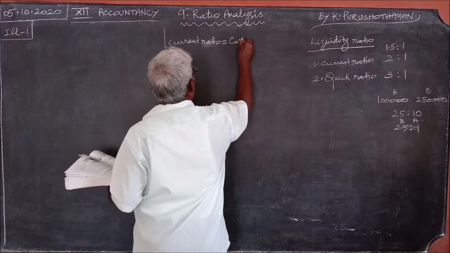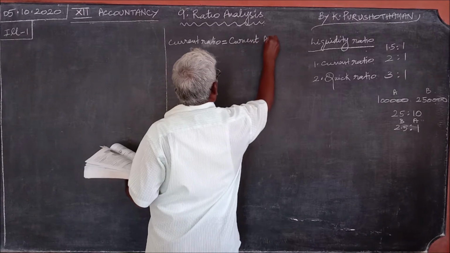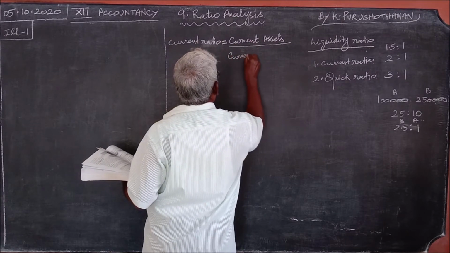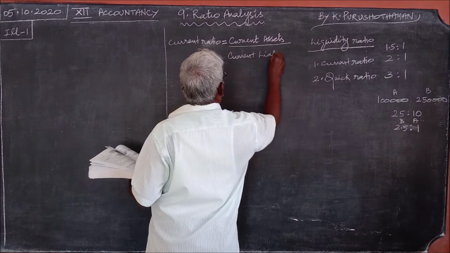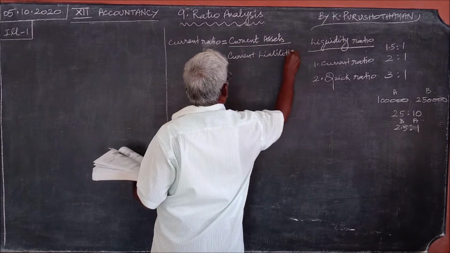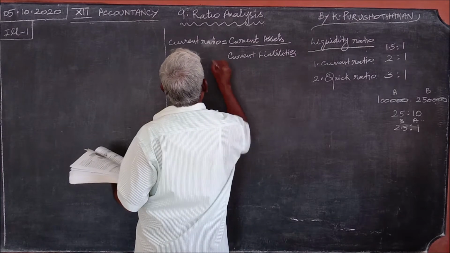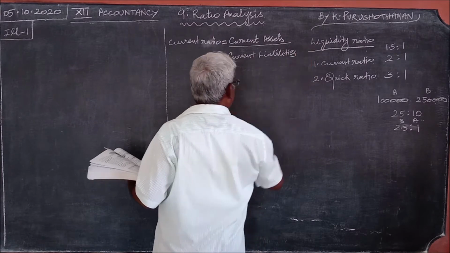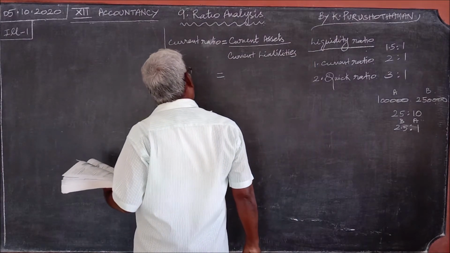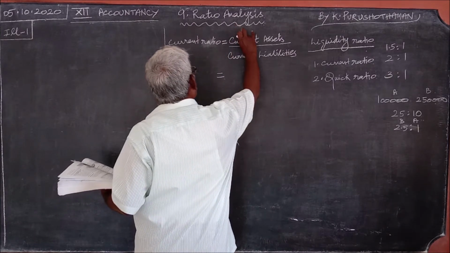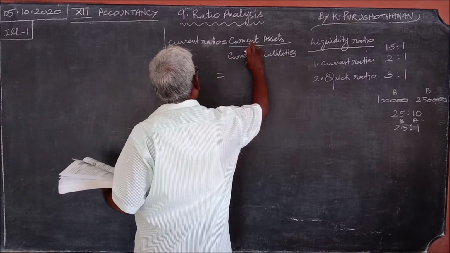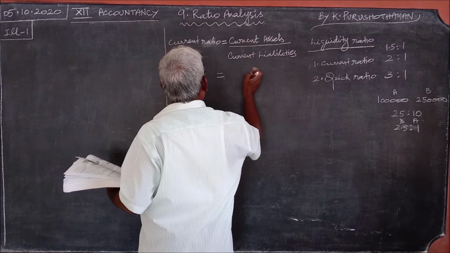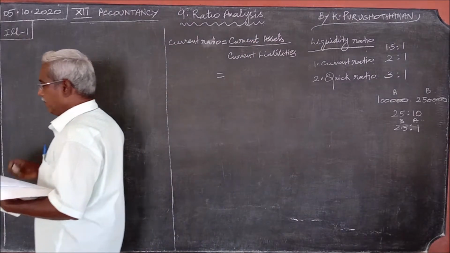Now, the first type is the current ratio, which is equal to current assets divided by current liabilities. Current assets by current liabilities. So, this is the formula for finding out the first ratio under liquidity ratio. We should have the total of current assets and the total of current liabilities. If we know the answer for numerator and denominator, we can substitute the values here and find the answer.